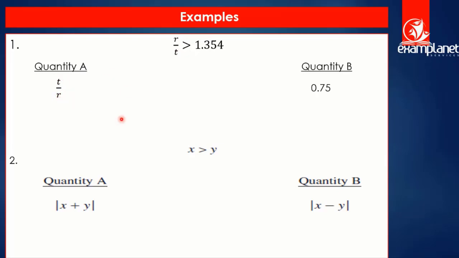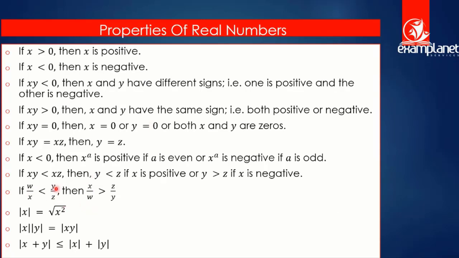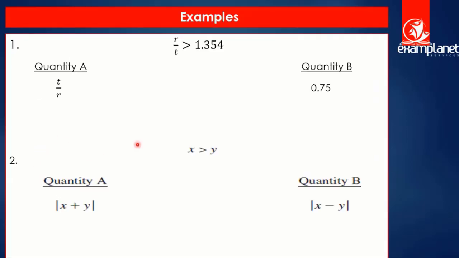So what point can we use here? Of course, you should remember this point here. When you turn it to reciprocal, the sign must reverse. So that's just the idea we'll use to answer that question very fast. So here it says R over T is greater than 1.354. So now T over R and then 0.75. So you can now use that property and try the question by yourself. You can pause the video, try it, and see what the result will be. And then you can check the solutions.